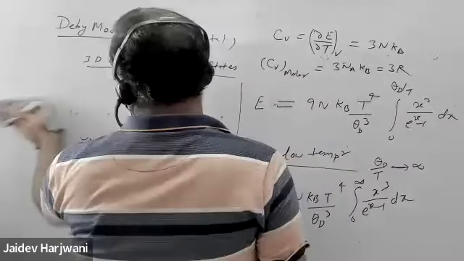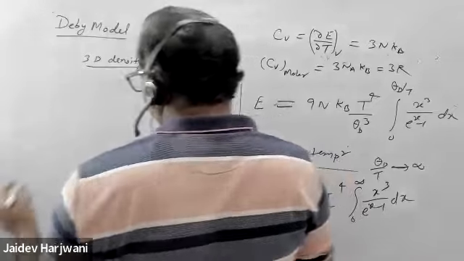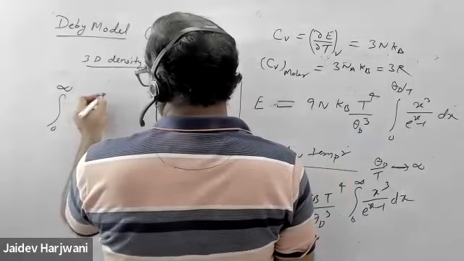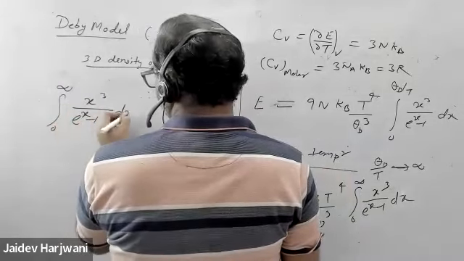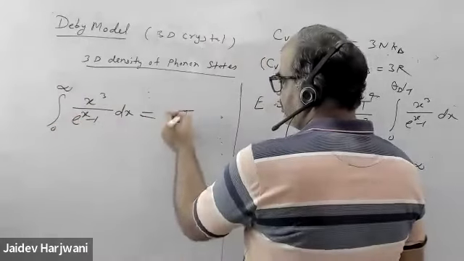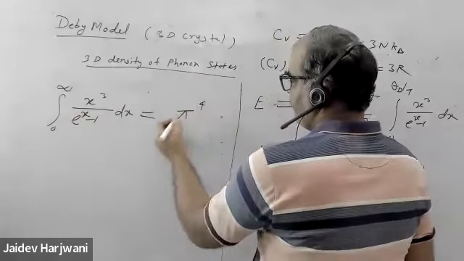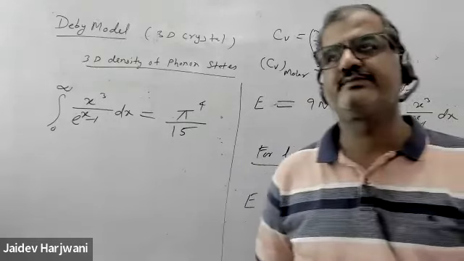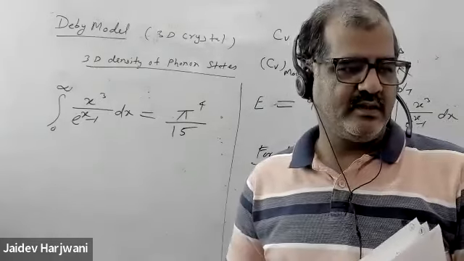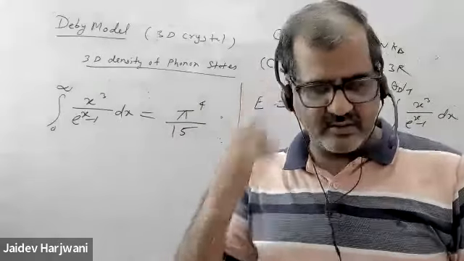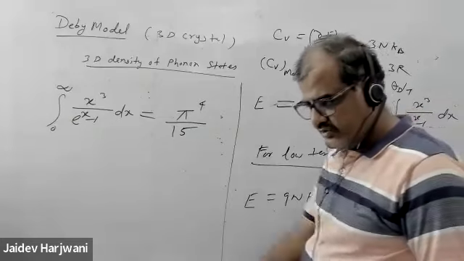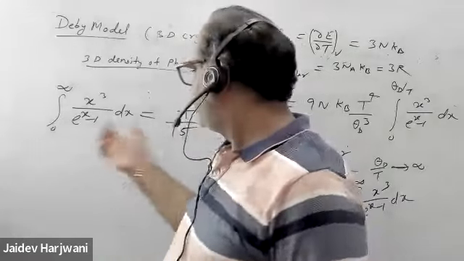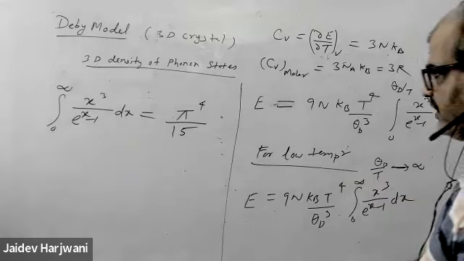Now just solve this one. The value of the integration from 0 to infinity of x cube upon e^x minus 1 dx, if you solve by contour integration, how much should it come? It should come pi^4 upon 15. Have you seen this integration before? No, sir. This integration is used in many places. When we do the Planck distribution law, black body radiation, then also we require this. So you can solve by contour integration and get the value. Just put the values here and you have the low temperature limit.